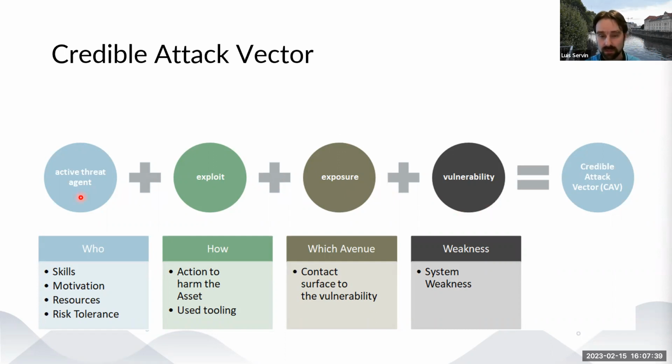So if I have no vulnerability, even though I will always have an active threat agent, I will have no credible attack vector. If I have no exploit available to the threat agent, no vulnerability, even if the vulnerability is exposed, it cannot be attacked. If the vulnerability exists, but is not, for example, internet facing, a threat agent that is on the internet cannot reach it directly, maybe indirectly, but not directly. So the exploitation depends on exposure and the vulnerability existing.